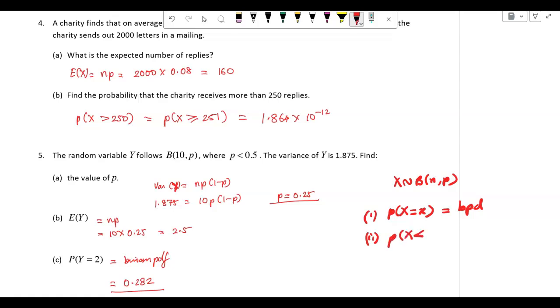When your probability x is less than or equal to, use BCD, or when your probability x is greater than or equal to x, use BCD, because you have a lower or upper. When you are lower or upper, you use BCD. When it's fixed, you use BPD.